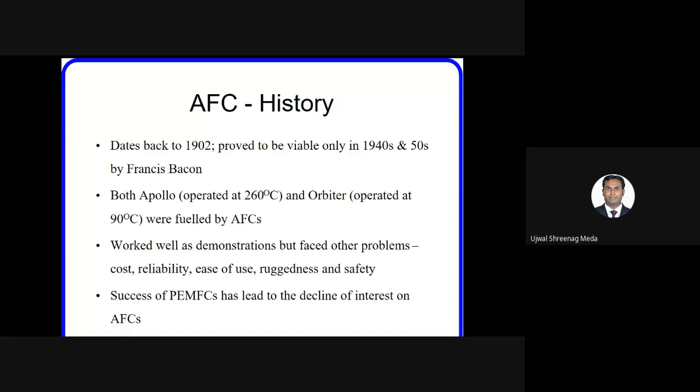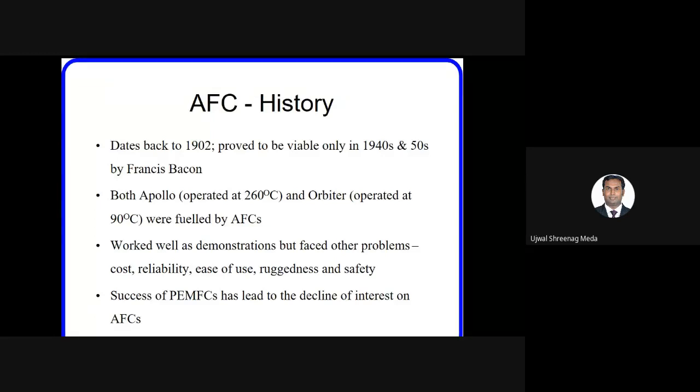However, because of these demonstrations, people started doing extensive research on alkaline fuel cells. Later, they realized there are some engineering problems associated with scaling up or commercializing alkaline fuel cells. So what were those? The reliability, then ease of use, so how rugged or robust the system is, and safety. These were some of the issues that were identified as engineering problems by researchers.